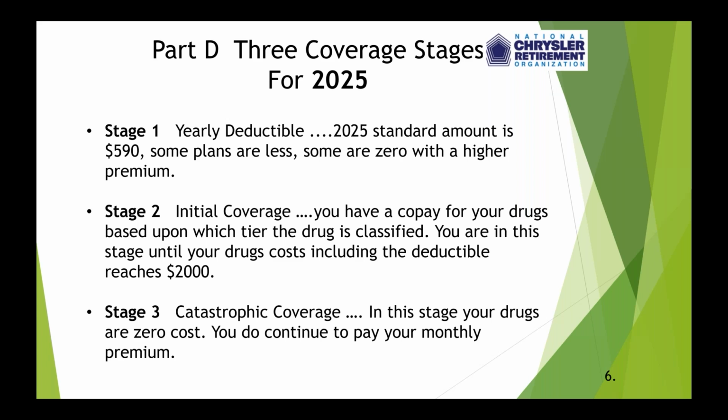And in this stage, your drugs are 0. So you don't pay anything the rest of the year, but you do have to keep paying your monthly premium. That's why it's important you look at that premium. However, you've got to look at the total. You've got to look at the premium, the deductible, and the drug cost, because you may not be hitting the $2,000, so you still want your lowest cost.